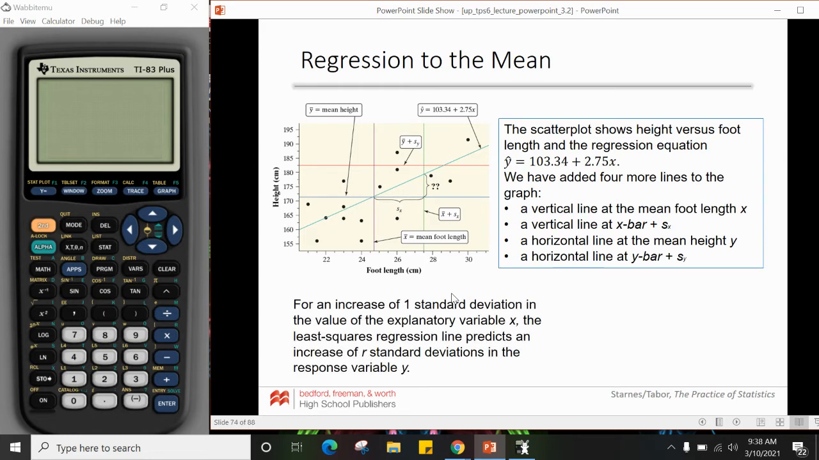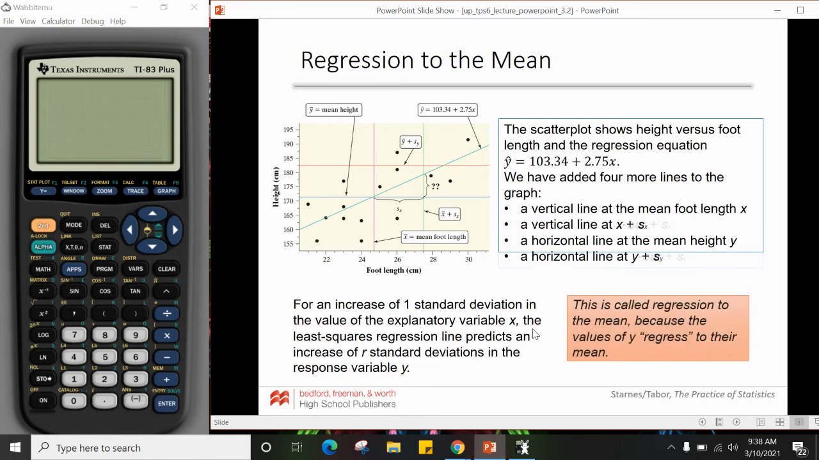For an increase of 1 standard deviation in the value of the explanatory variable x, so as you see, I start from my mean, I go up 1 S sub x. The question is, how far in the y direction do I go? The least squares regression line predicts an increase of r standard deviations in the response variable. And this is called regression to the mean because the values of y regress to their mean.